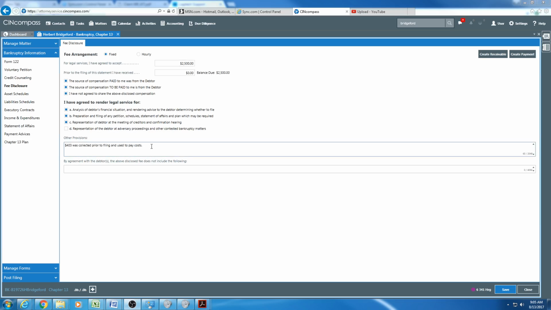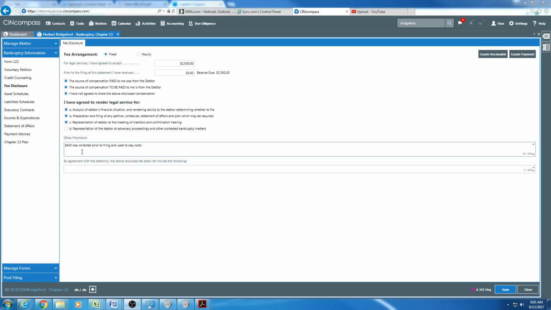So, for example, when we file a bankruptcy petition, the court requires a filing fee. It's $335 for a Chapter 7, $310 for a Chapter 13. Plus, we buy a commercial grade credit report. We sign the clients up for classes. All of those are costs.